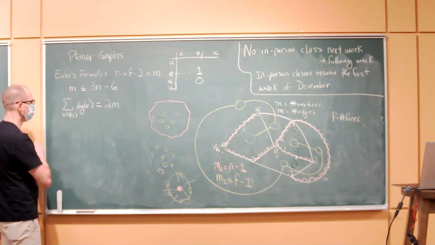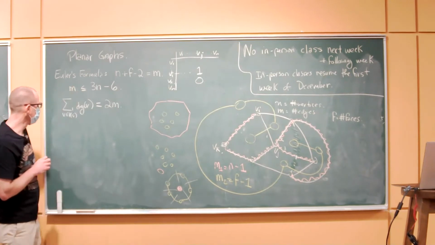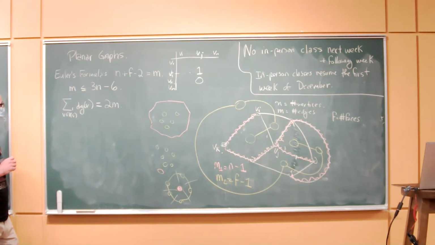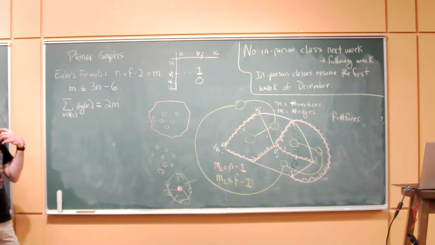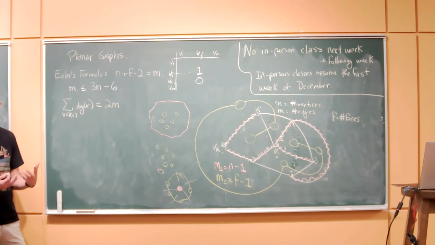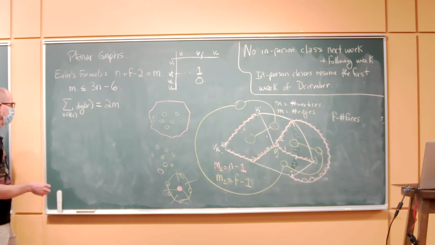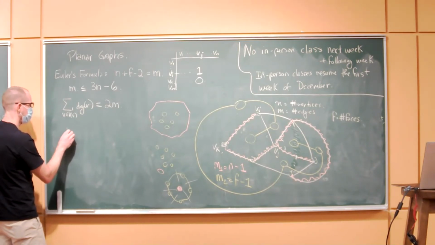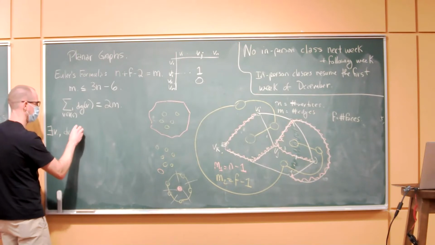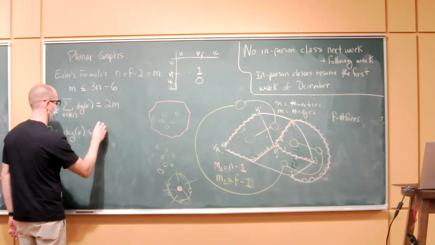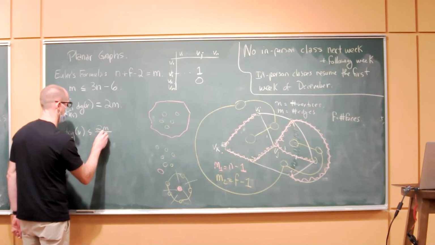Now, that tells you something. You remember the pigeonhole principle says that if I take 2m pigeons and force them into n holes, then I will find some hole that has at most the average number of pigeons per hole. So what does that mean here? That means I'll be able to find some vertex v with the degree of v less than or equal to 2m divided by n.